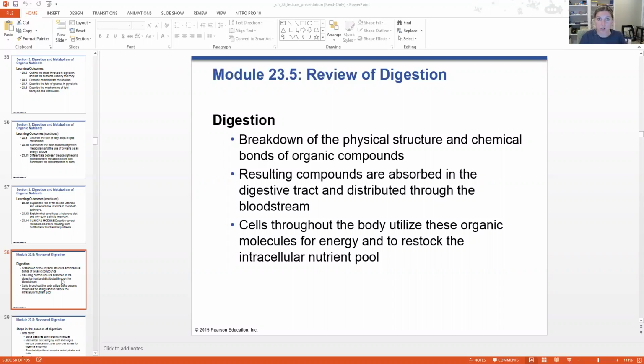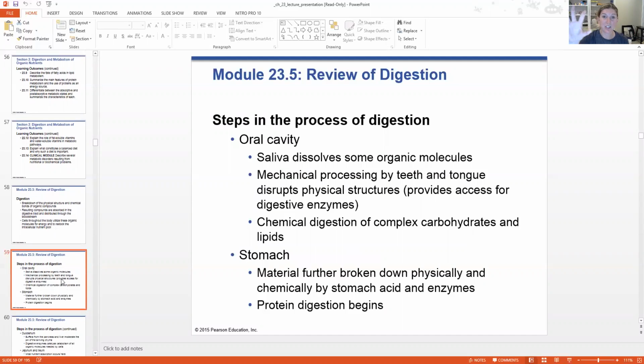And once in the bloodstream, our cells can pick and choose what they absorb based on concentration gradients and what they need to restore their nutrient pool. So we're going to review all of the steps of digestion. In the oral cavity, our mouth, our saliva is dissolving some of our organic molecules. Remember, salivary amylase, lingual lipase. There's also mechanical processing and that chemical digestion that takes place.